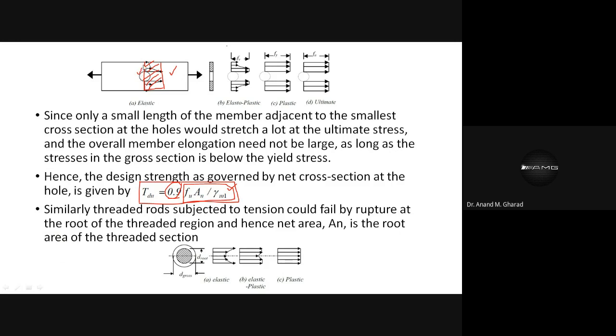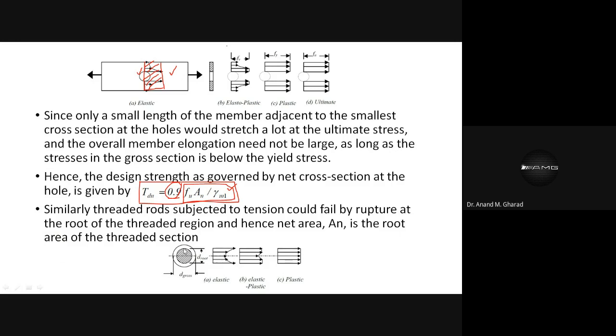Now we were talking about the plate. Similar type of situation is observed for the bolts also. Similarly, the threaded rods subjected to tension could fail by rupture at the root of the threaded region, and hence the net area is the root area of the threaded section. So similar type of stress variation can be observed as far as the bolt is concerned if it is subjected to tension force. You can see this elastic variation, and the variation is very evident.